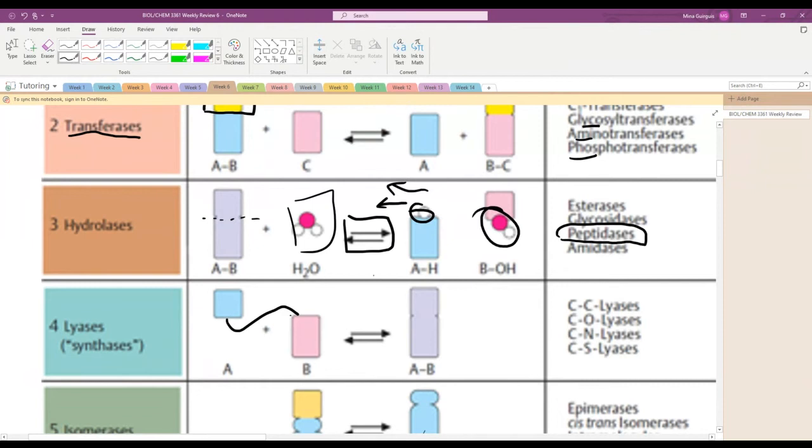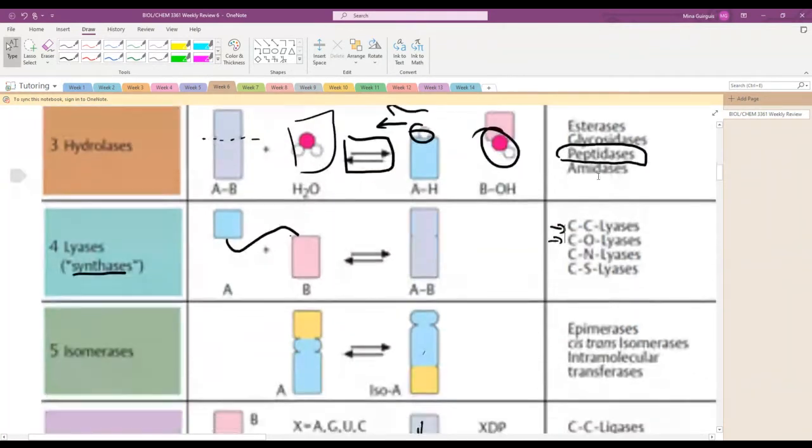Liases, you don't normally see them called liases, you see them called synthases. I don't know exactly why they have so many different names, but liases are very often element specific. So as you can see on this right side, carbon-carbon liase, carbon-oxygen, carbon-nitrogen, etc. They help bring together specific elements to bond.